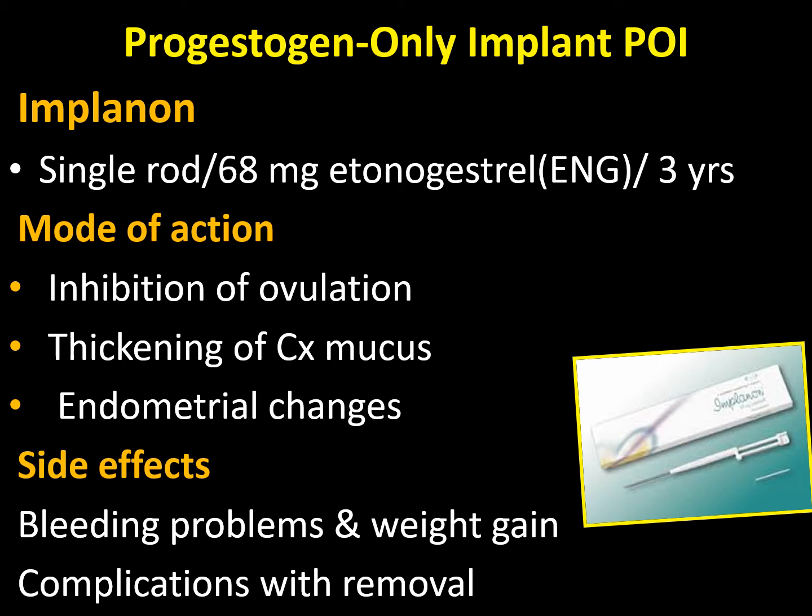The main side effect of Implanon, as with all progestogen-only methods, is bleeding problems, changes in the bleeding pattern. And for Implanon, there's a problem of weight gain, the same as Depo-Provera. It has to be inserted by a healthcare provider, and sometimes there could be complications with its removal, difficulty to remove it if it is deeply implanted.